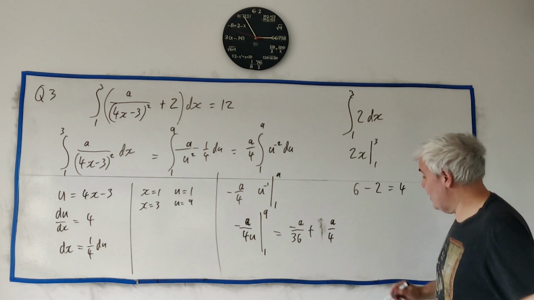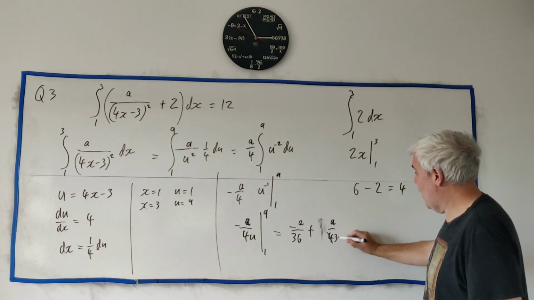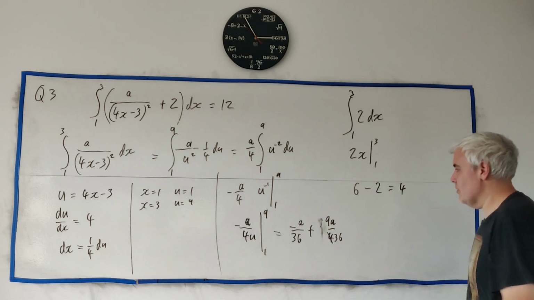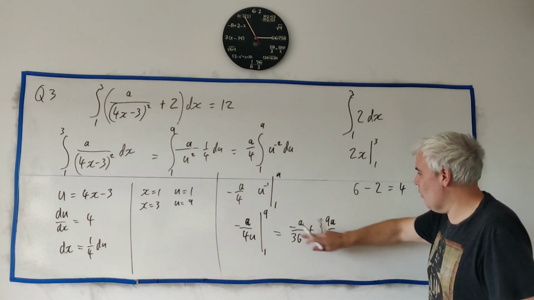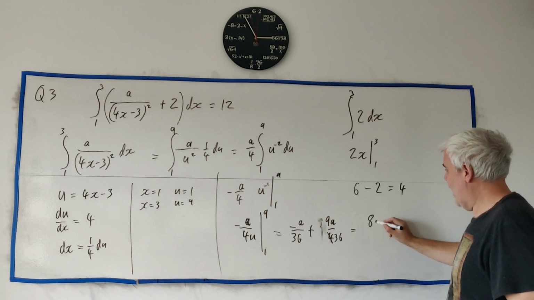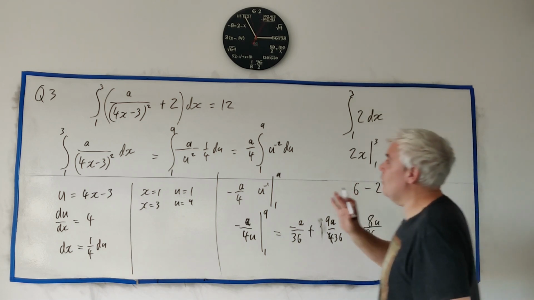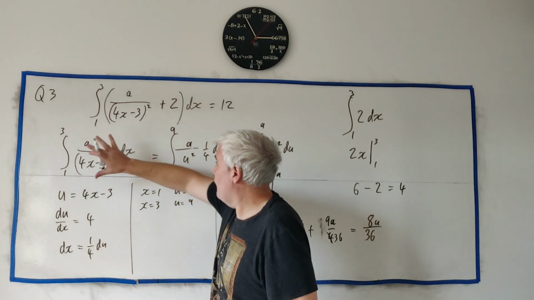We need the bottom rows to be the same, so let's multiply them both by 9. Multiply the top by 9. See, there's a slight difference. So we have 9a take away 1a. That's equal to 8a over 36. That's the integral of this term.